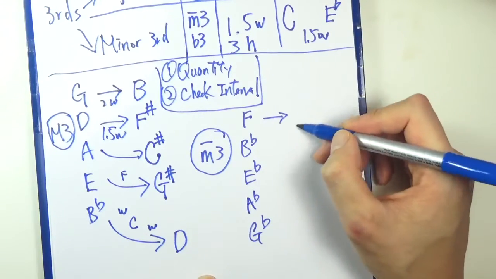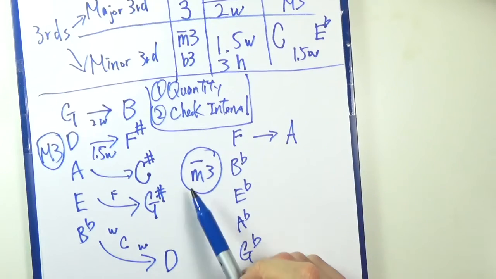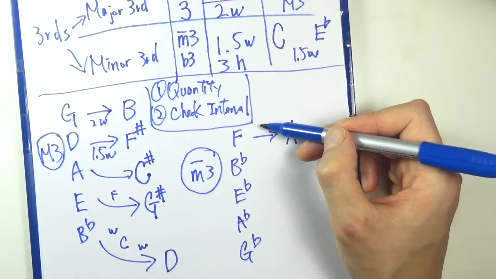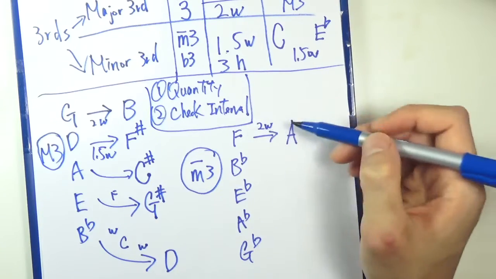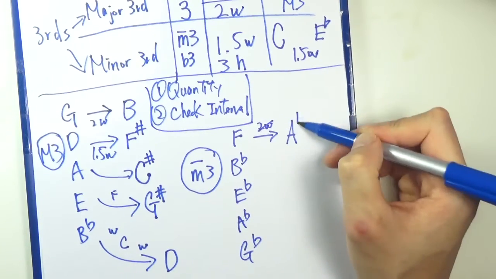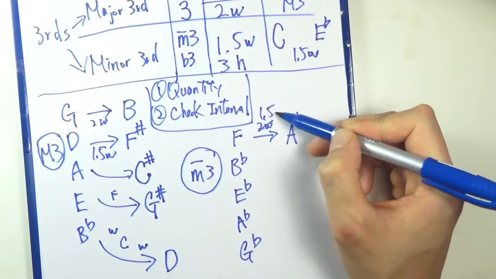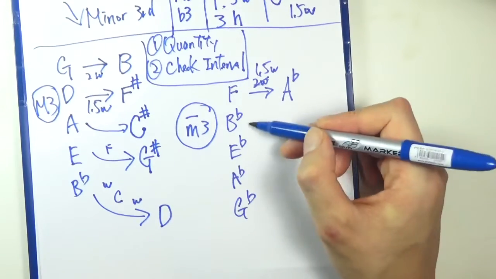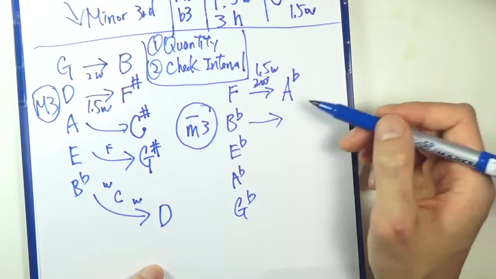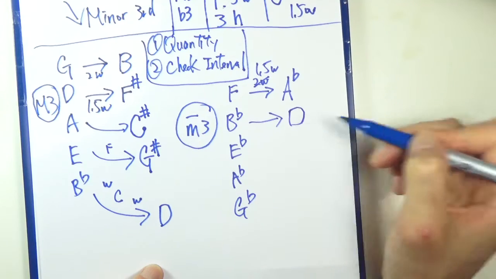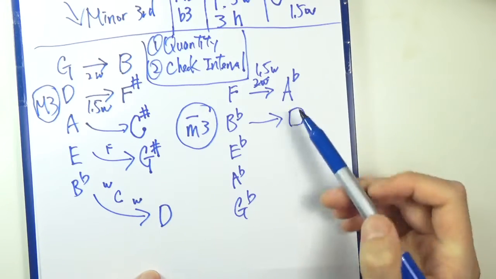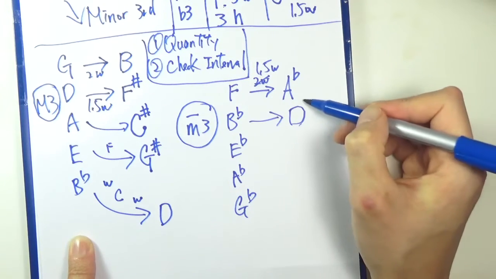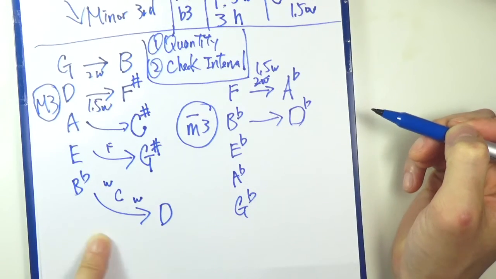F, G, A. We are looking for a minor third, and F, G, A naturally is a two whole step distance right now. So that's too large for us. It should be 1.5 step, so F to A flat would be a minor third. Okay, B flat, obtain quantity. That should be D. But let's cheat a little bit here. This one is a major third, right? So naturally we just want to flatten this one.